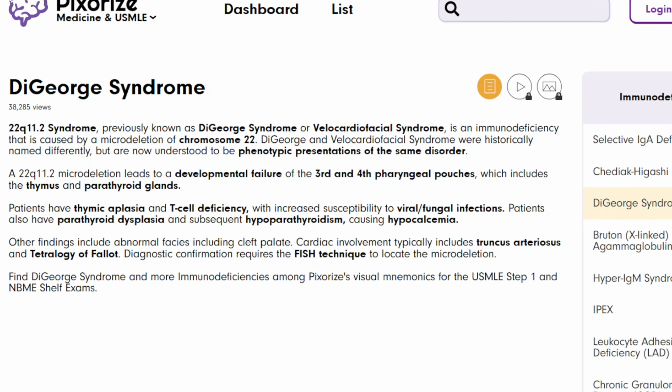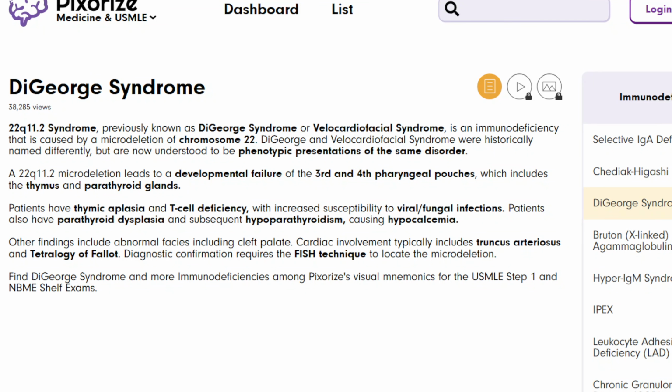So the 22q11 microdeletion leads to a developmental failure of the third and fourth pharyngeal pouches, which include the thymus and parathyroid glands. Patients have thymic aplasia or T cell deficiency, with an increased susceptibility to viral and fungal infection. This is important. In all questions you're going to find this. DiGeorge syndrome gives you thymic aplasia and T cell deficiency, which increase the susceptibility to viral and fungal infections.